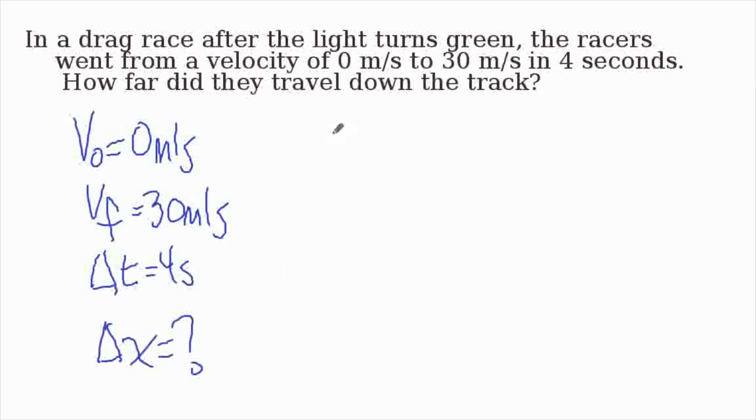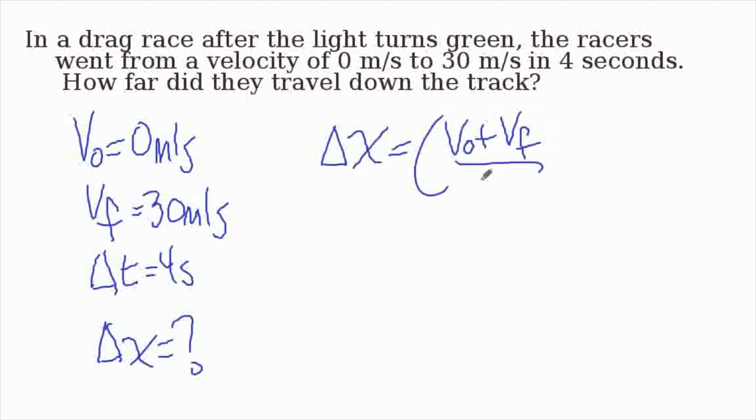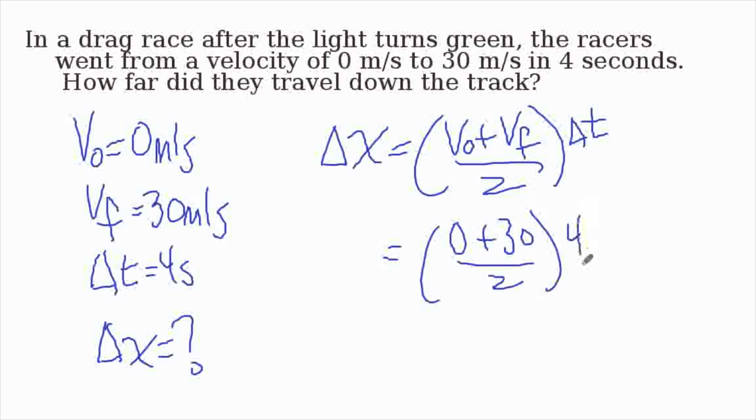Okay, for this one I would use this one. Delta x is equal to v naught plus v final over 2 times delta t. All right, and so that would give 0 plus 30 divided by 2 times 4, or 15 times 4, or 60 meters. Okay, that's how far they went down the track. All right, pretty cool, huh? And then our last one, to use the last remaining kinematic equation.